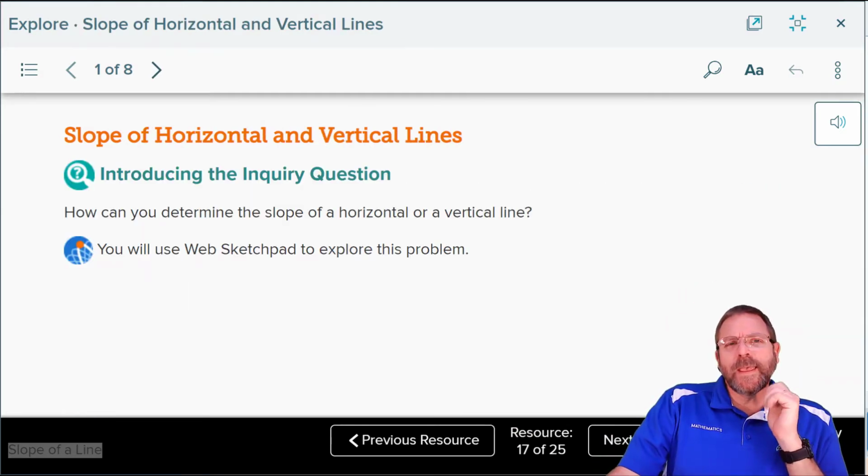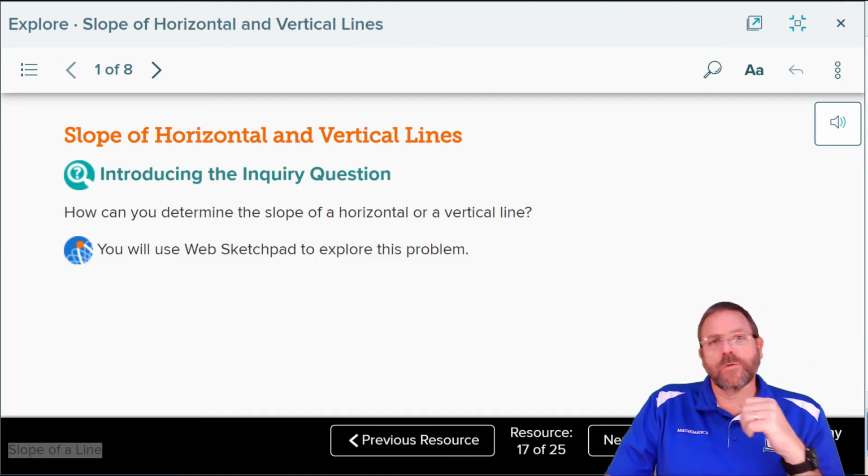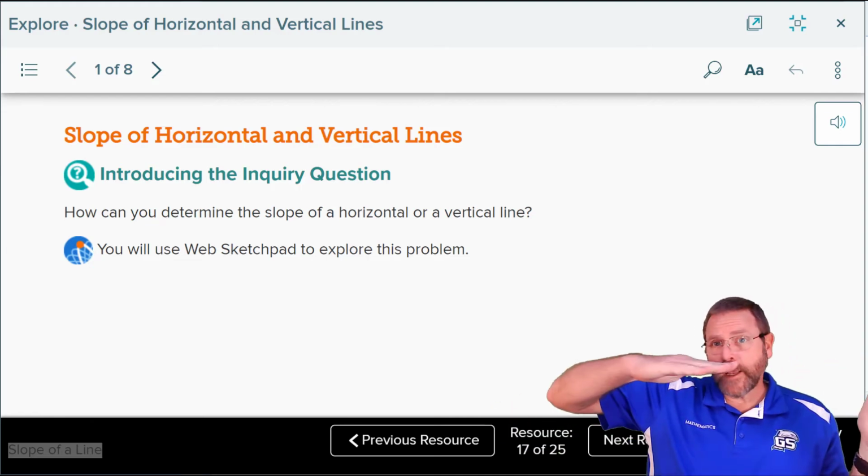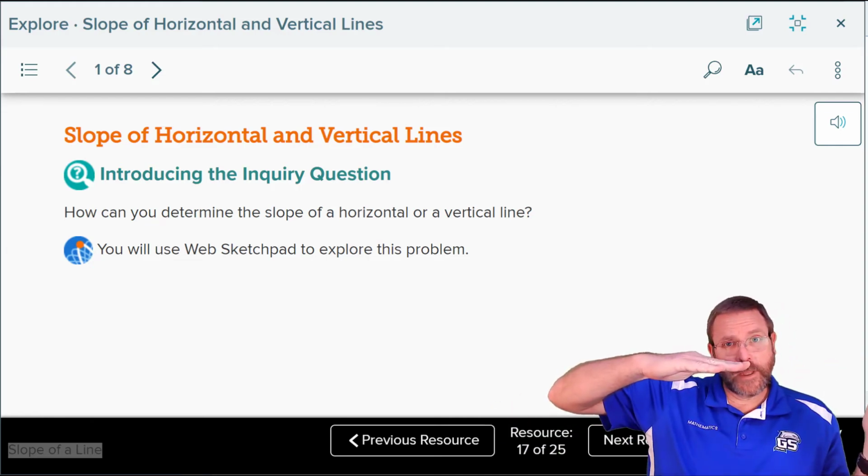But what if we had a line that was totally vertical or totally horizontal? What would the slope be? Well, the horizontal line, it's flat. You're not going up, you're not going down.